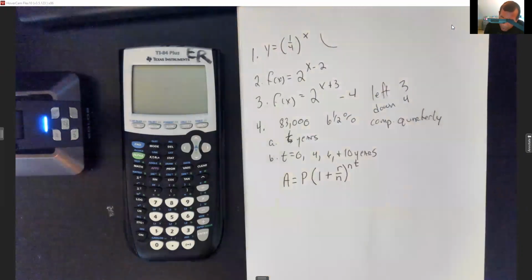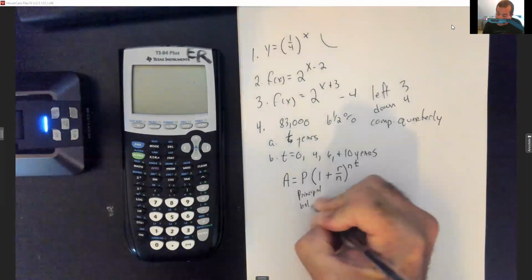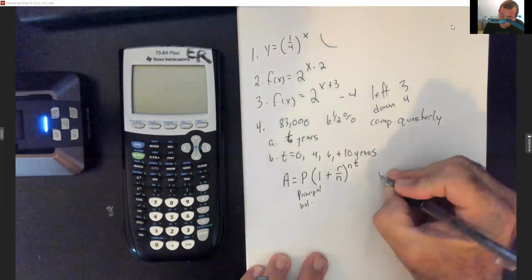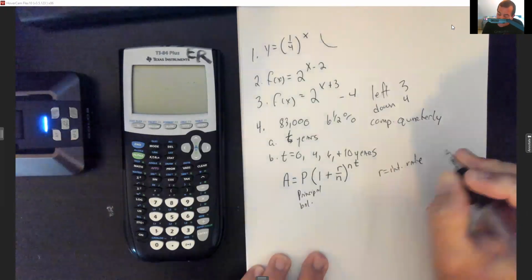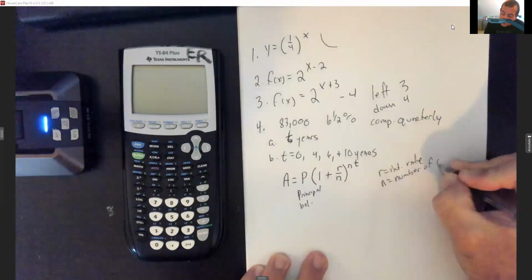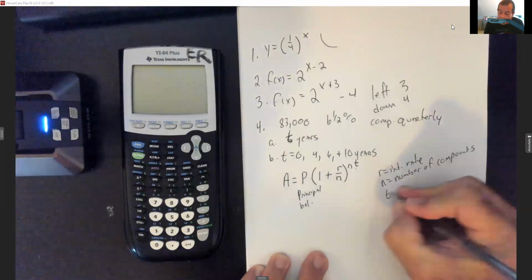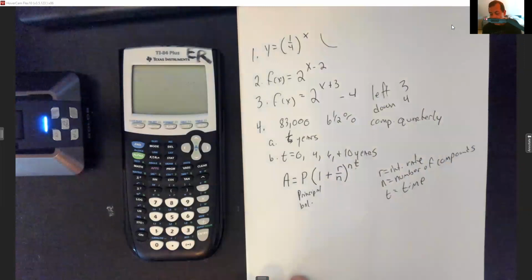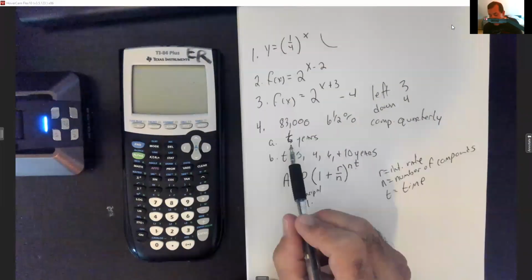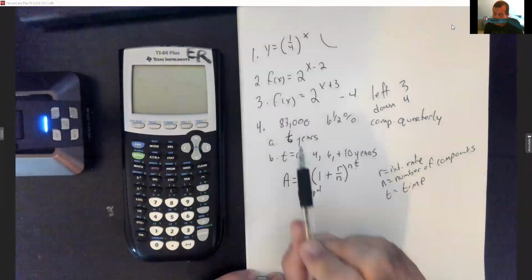So remember, P was your principal balance. R is your interest rate. N is the number of compounds a year. And then T represented time. So on this first part, they wanted me to find the formula that I could put in any amount of time and it would give me the amount of my balance. So 83,000, that's my P because that's my starting balance.